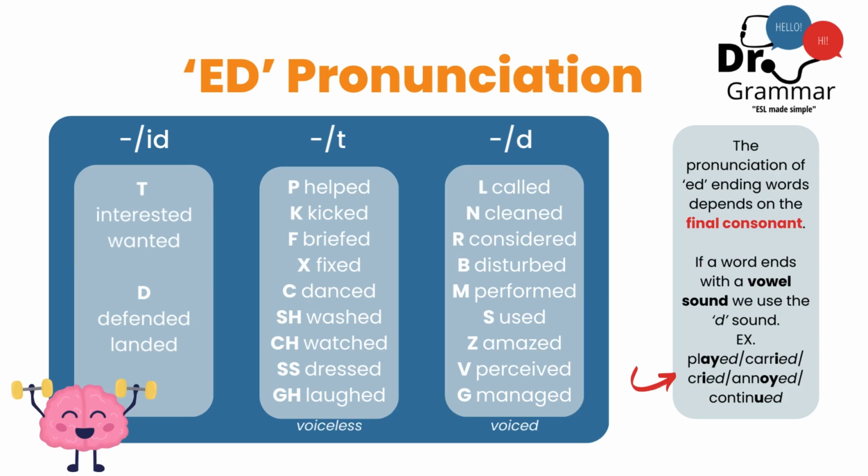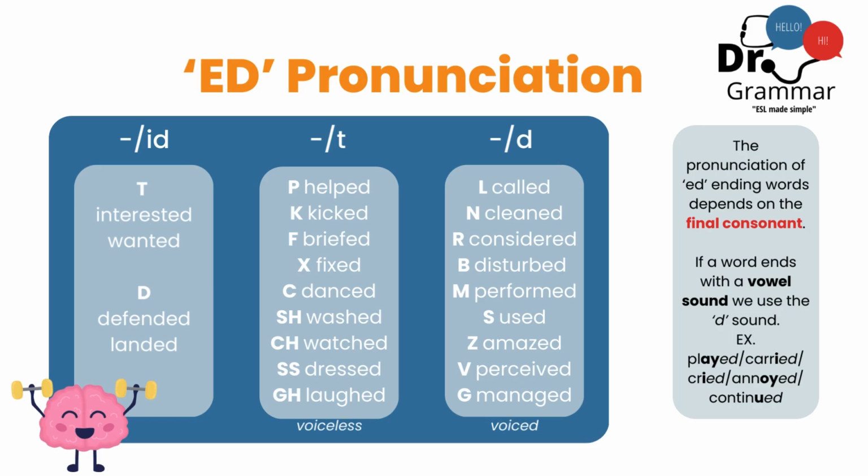However, ED makes three different sounds, depending on the ending of the words, and also if the word is voiceless or voiced. Let's practice those three sounds. Id, t, d. Id, for example, interested, wanted, defended, landed. If the words are voiceless, it will have a t ending.